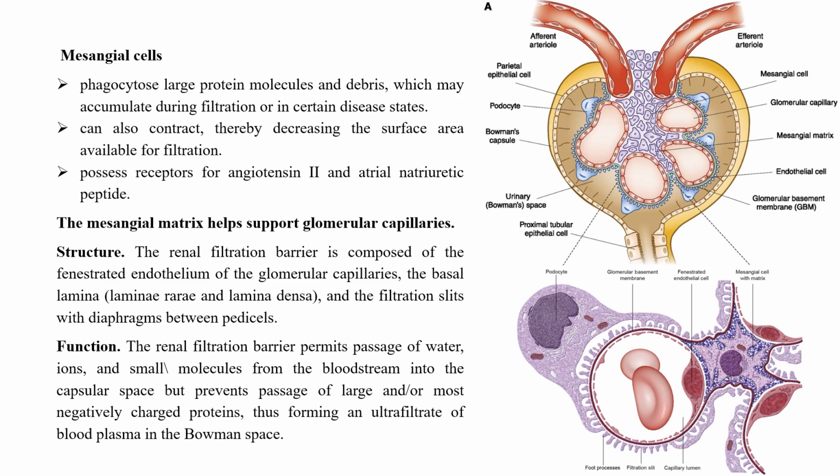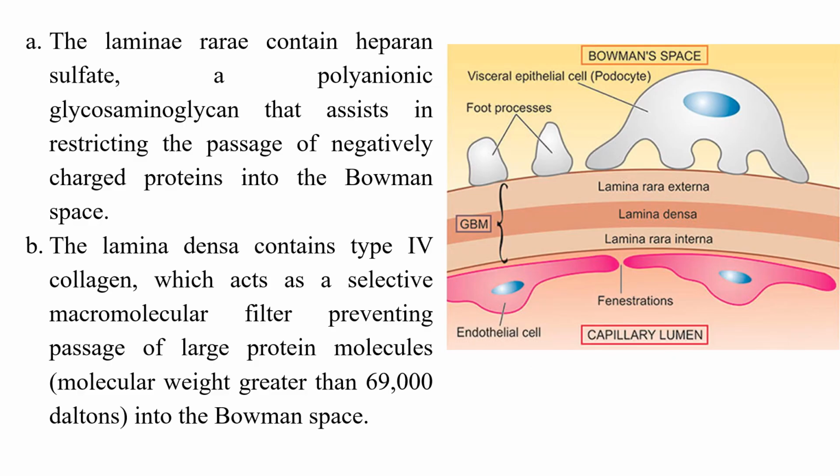renal filtration barrier. The lamina rara contains heparan sulfate. So this layer contains a compound called heparan sulfate, a polyanionic glycosaminoglycan that assists in restricting the passage of negatively charged proteins into the Bowman's capsule. They will not allow the entry of the negatively charged particles into the Bowman's space here.